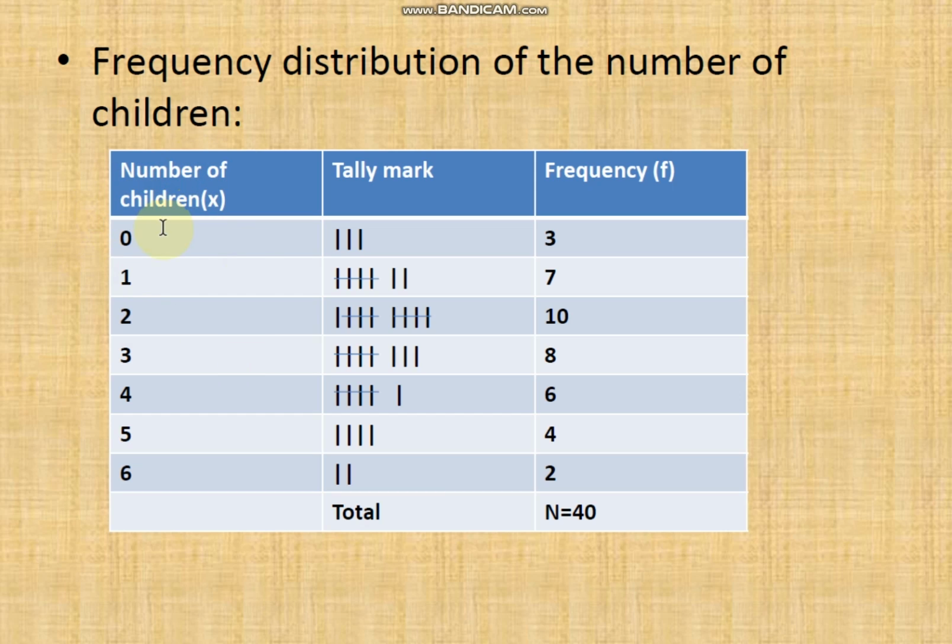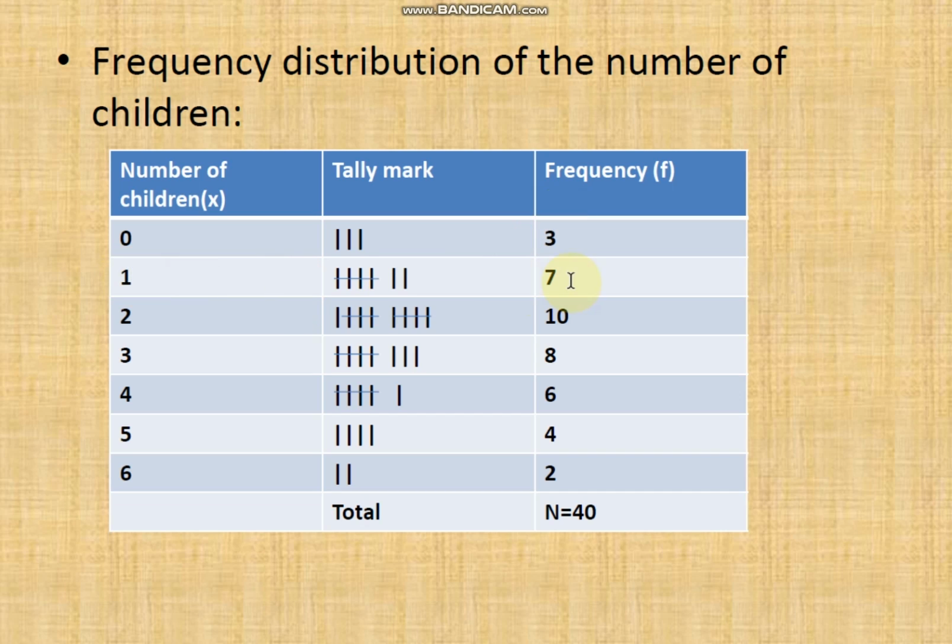Number of children: 0, 1, 2, 3, 4, 5, 6. Next, the second column is tally mark, and the third column is frequency. This frequency represents the number of families having these many children. Here, in front of 0 there is 3. That means 3 families have no children.